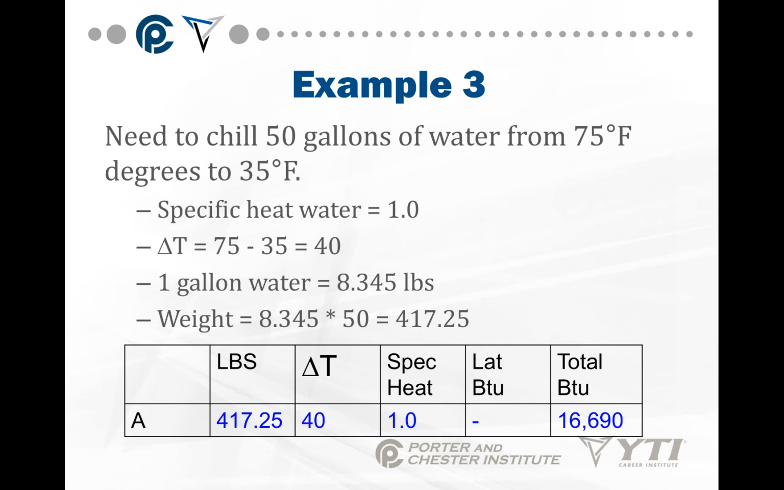One gallon of water is 8.345 pounds. That's a number you want to memorize. One gallon of water is 8.345 pounds. The total weight that we're dealing with is 8.345 times 50, because we have 50 gallons of water. So our total weight is 417.25 pounds. So we fill in our magic chart down below: 417.25 pounds times 40 times 1. So the total BTUs I need to remove is 16,690.